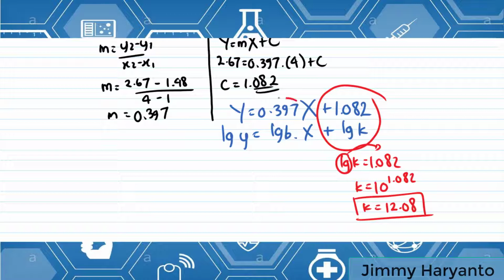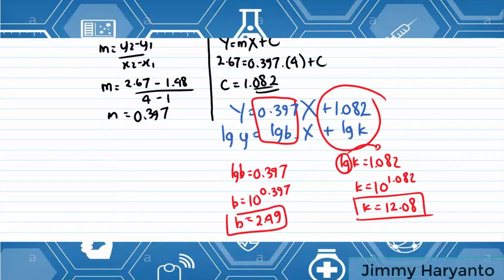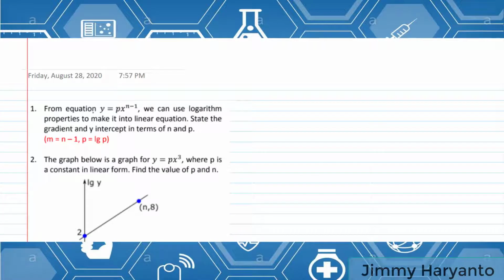And then for this one, I have LGB equals to 0.397. So B will be 10 to the power of 0.397. B equals to 2.49. There you go. We already get K and B. Next is my questions. From equation y equals to p times x to the power of n minus 1, we can use logarithm properties to make it into linear equation. State the gradient and y-intercept.